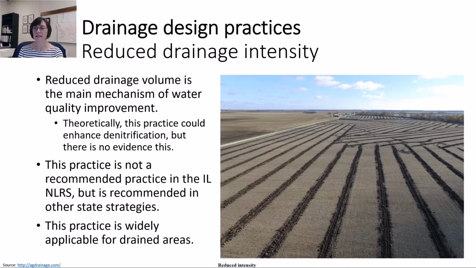While this practice isn't necessarily a recommended practice in the Illinois Nutrient Loss Reduction Strategy, a benefit of the practice of reducing the drainage intensity is that this practice is applicable, or it really works anywhere drain pipes are being installed. So this practice has wide applicability. You don't have to look for a certain slope. You don't have to have a farmer that wants to do a lot of in-field management. Anywhere drain pipes are being installed, this practice of reduced drainage intensity can be done.